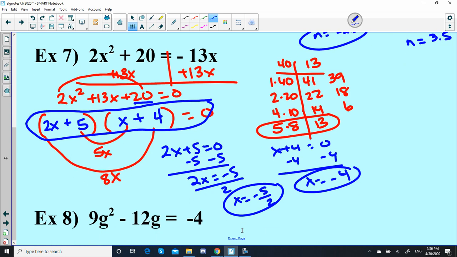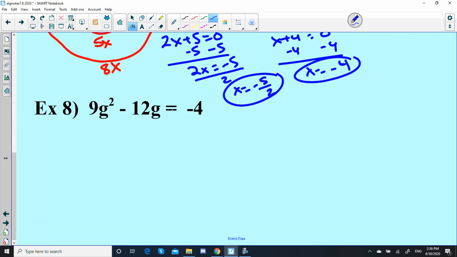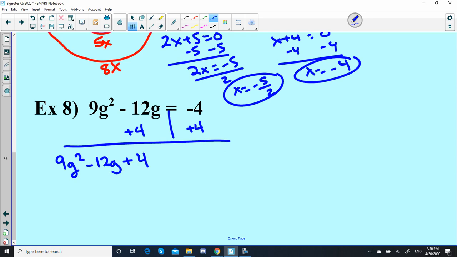One more on this page. We'll group it, and then we'll wrap this up. All right. Again, the directions are factor and solve. Negative 4 is over here by itself, and 0 is supposed to be on the right. So I'm going to add 4 to both sides. That leaves me with 9g squared minus 12g plus 4 equals 0. Now it's in the right form.